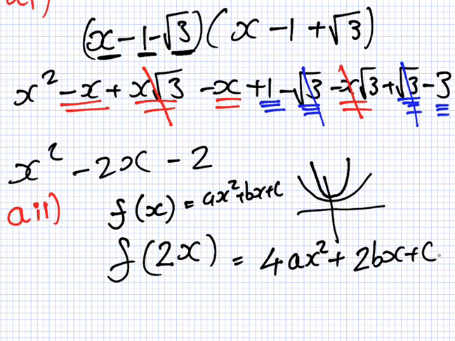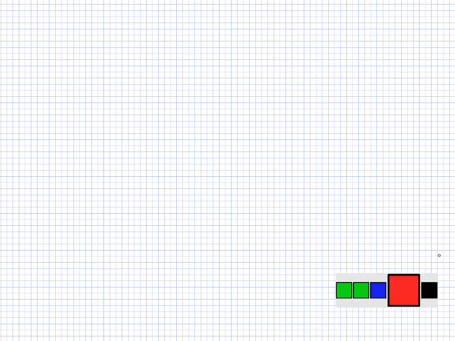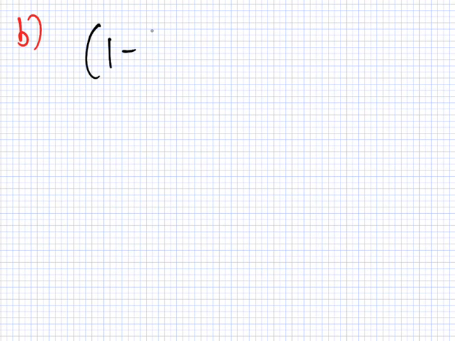Okay. Now on to the B part. Can I scroll down now? Yep. B part. 1 minus 3 over 4 x power n is expanded in ascending powers of x. The coefficient of x is minus 12.